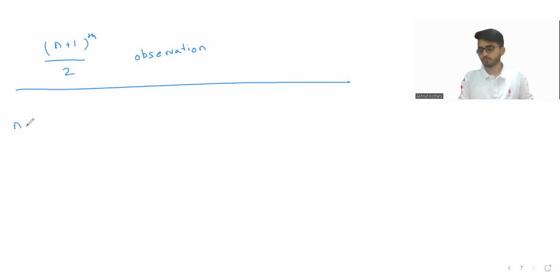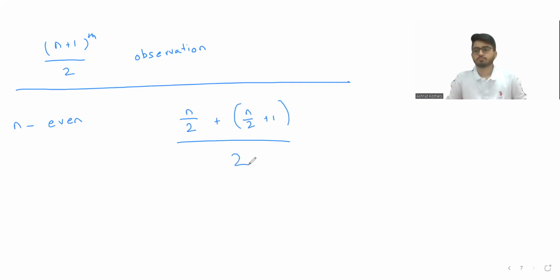In school, we used to do that if n is even, then the median is nothing but the average of the n by 2th observation and the n by 2th plus 1 observation. And in case n is odd, we used to simply do what? N plus 1 by 2. So if we simplify this, what is it? Nothing but 2n plus 1 by 2.